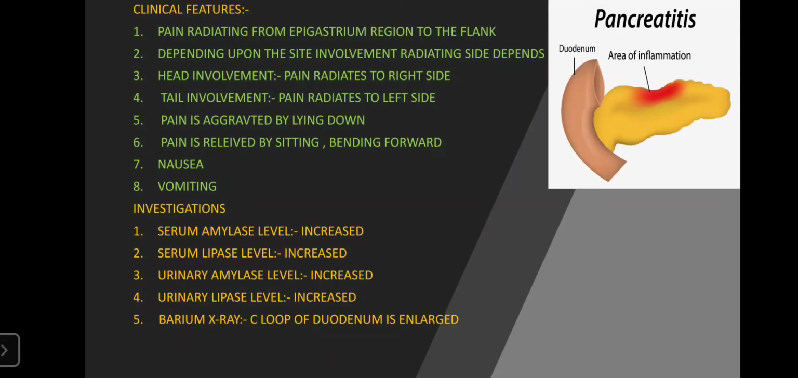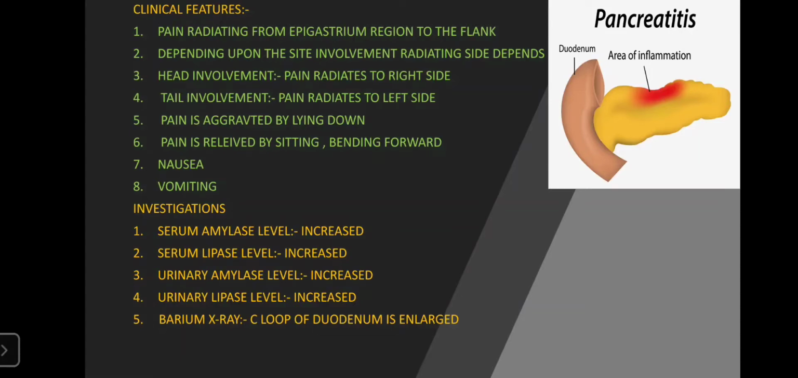So, the investigations that can be done in pancreatitis are the serum amylase level, which will be increased, serum lipase level, which will also be increased, urinary amylase level, which is also increased, and urinary lipase level, which is also increased.